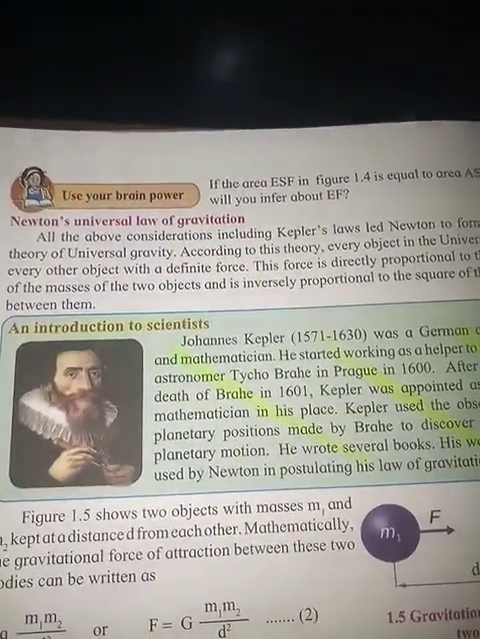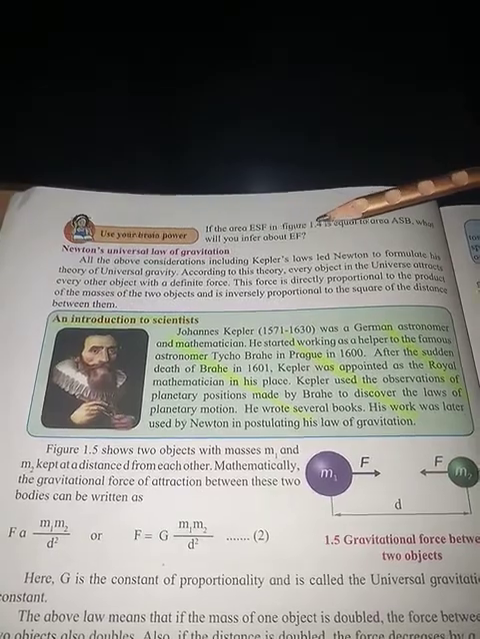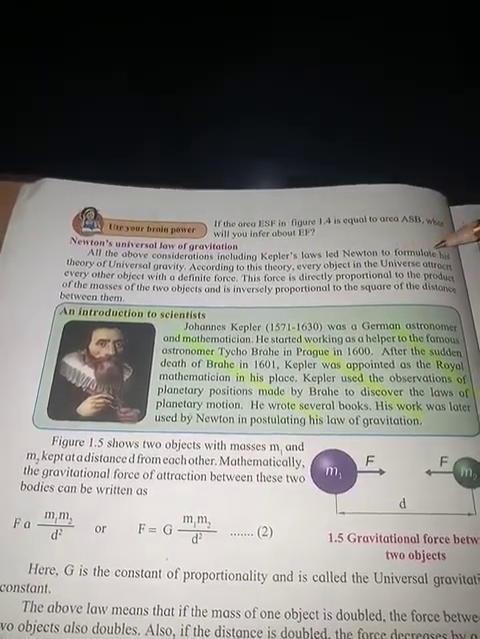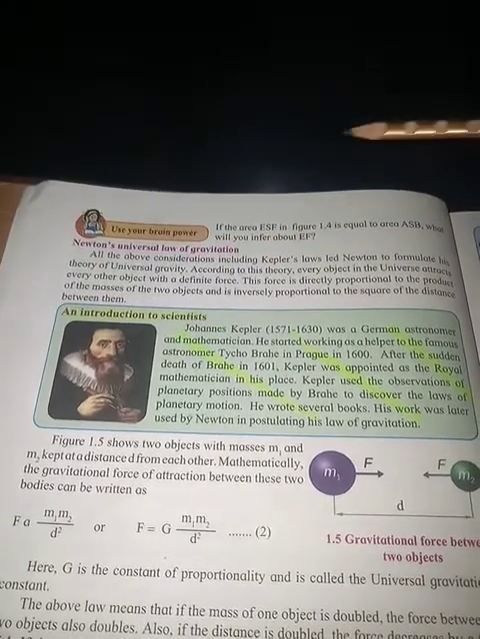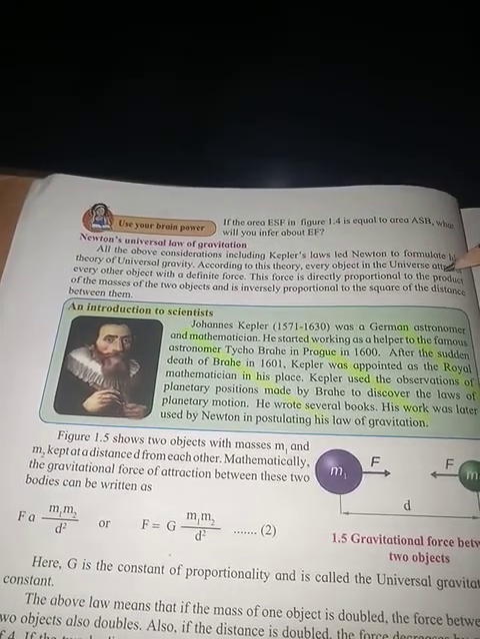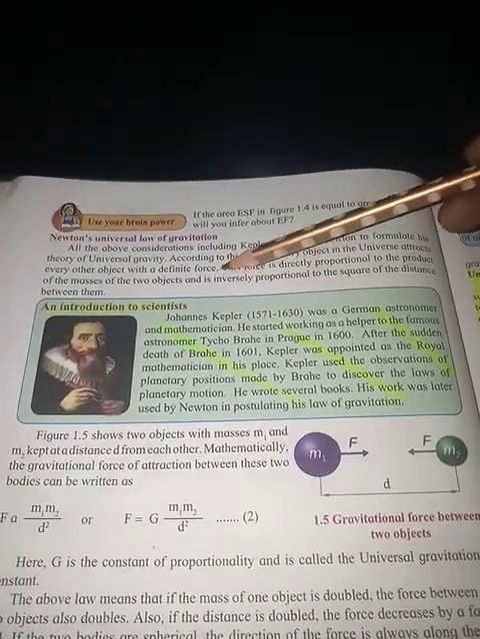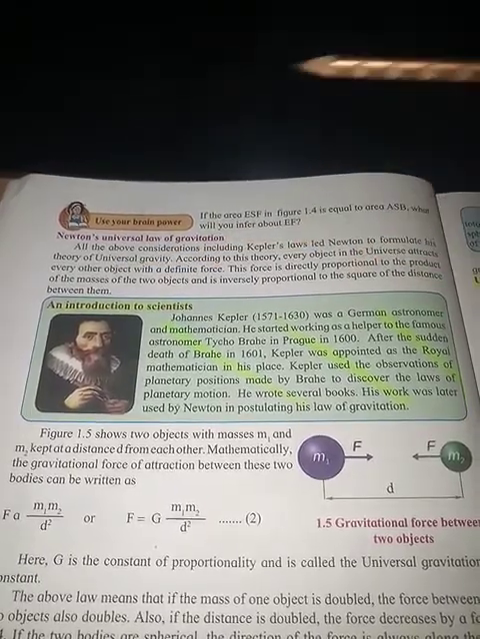All the above considerations, including Kepler's laws, led Newton to formulate his theory of universal gravity. According to this theory, every object in the universe attracts every other object with a definite force. This force is directly proportional to the product of the masses of the two objects and is inversely proportional to the square of the distance between them.